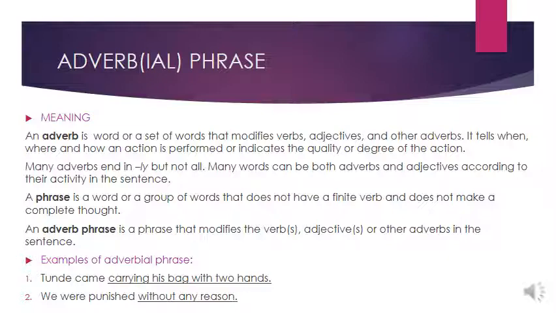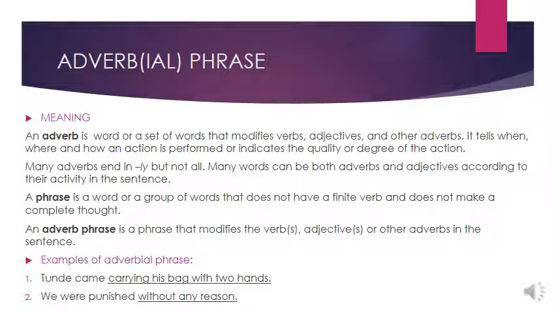An adverbial phrase is a phrase that modifies the verb or verbs if there are more than one, adjective or adjectives if there are more than one, or other adverbs or adverb in the sentence. So an adverbial phrase modifies a verb in a sentence. It can modify an adjective. It can modify other adverbs in the sentence. So we have examples here.